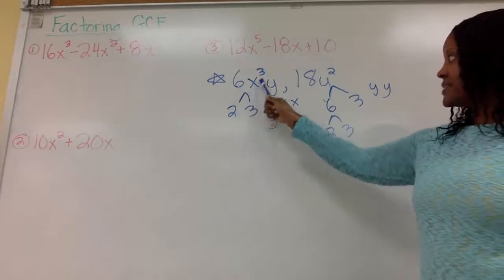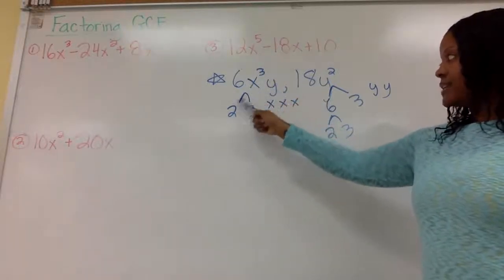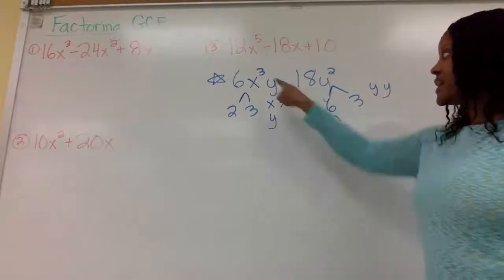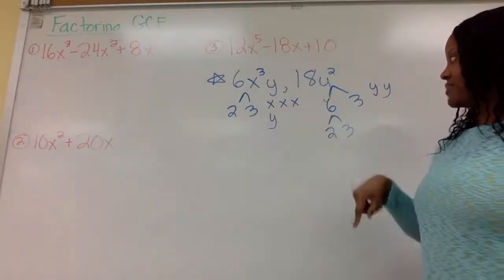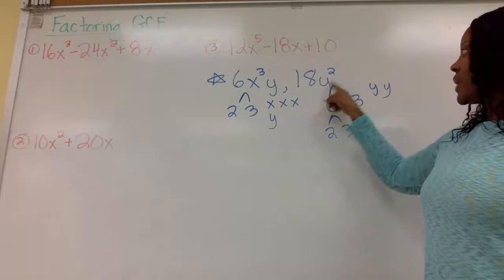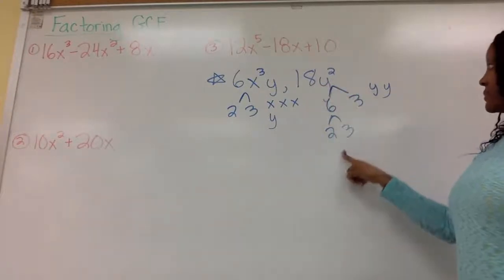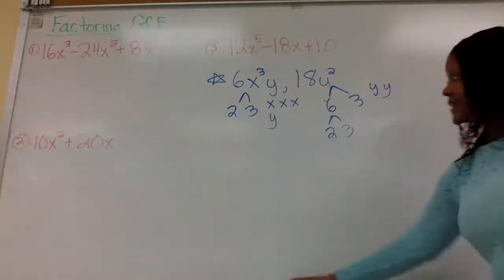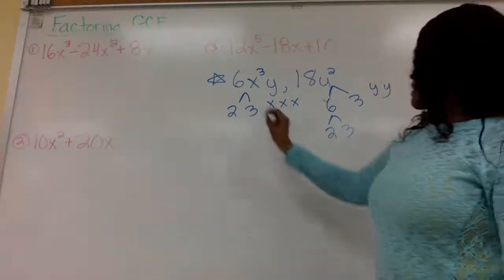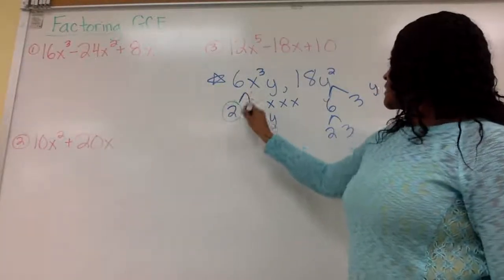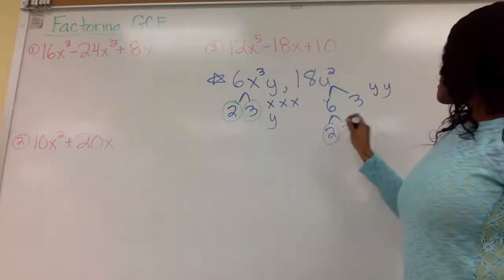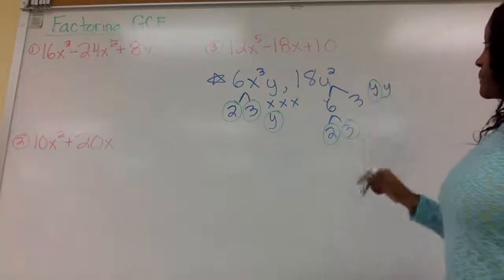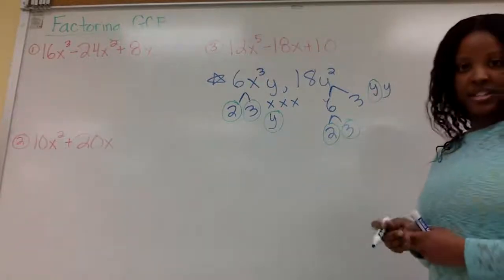All right, so let's recap there. This was 6x to the third y. I did my numbers like I did the previous example, break it all the way down to prime numbers. The exponent tells you how many times I write the letter. This was 18y squared. Break it down to prime numbers. It tells you how many times I write the letter: 2 y's. Now I'm going to circle what they share. I see a 2 and a 3, a 2 and a 3, and 1 y and 1 y.